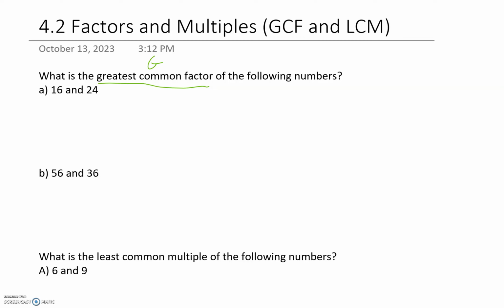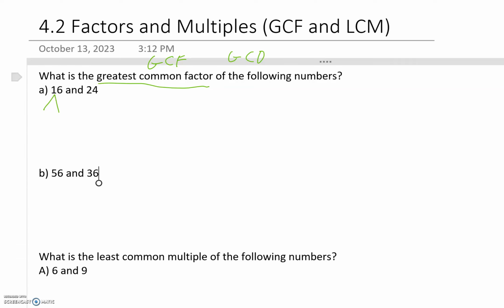We will often say GCF. Your calculator uses the acronym GCD, greatest common denominator. All three of those things mean the same thing at the end of the day. So what we're looking for is the greatest common factor between two different numbers, or three different numbers. Actually, we don't even have an example of that here, but that's okay. It's not the end of the world.